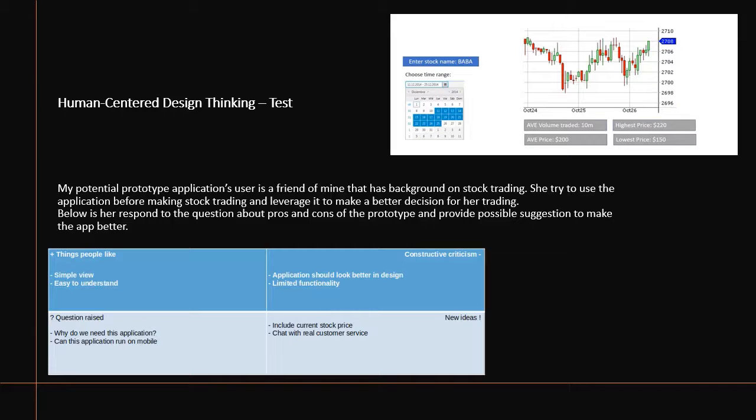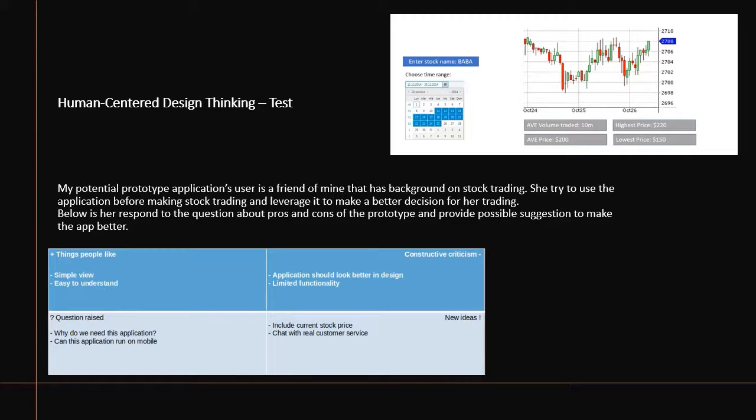Here's the picture of the prototype that I made, and I asked one of my friends that is familiar with stock trading to use this application prior to doing stock trading. And here is the result that I received from her.